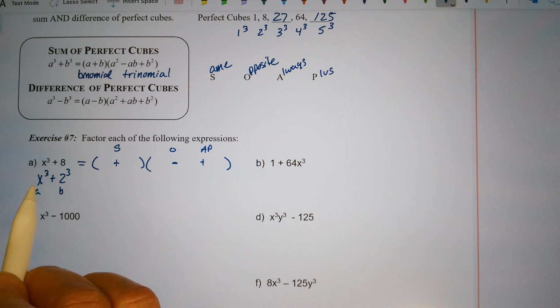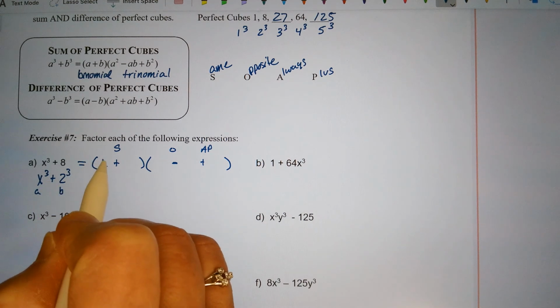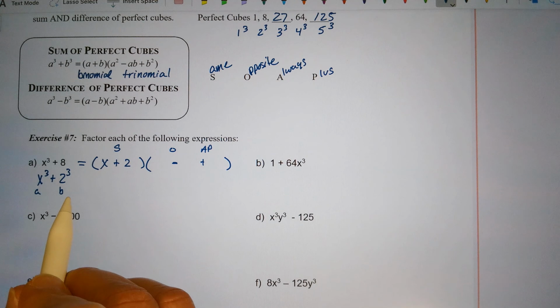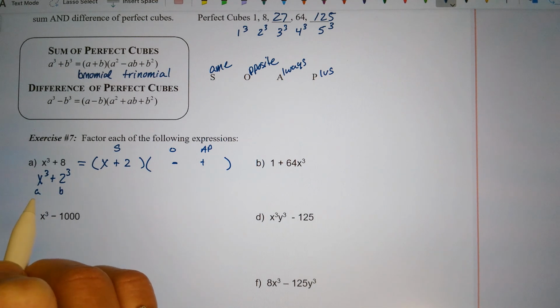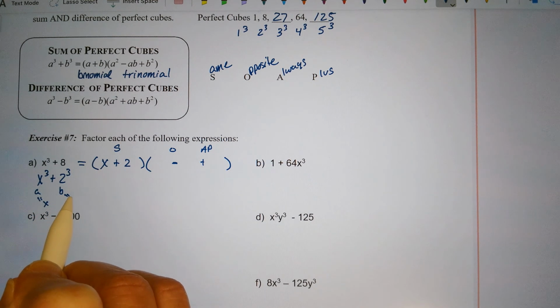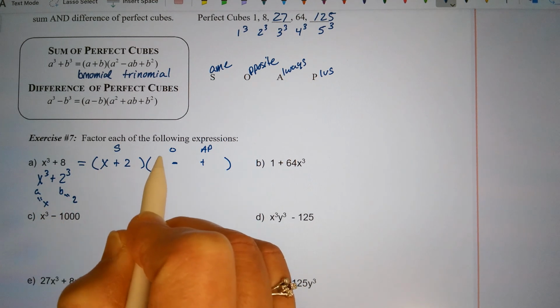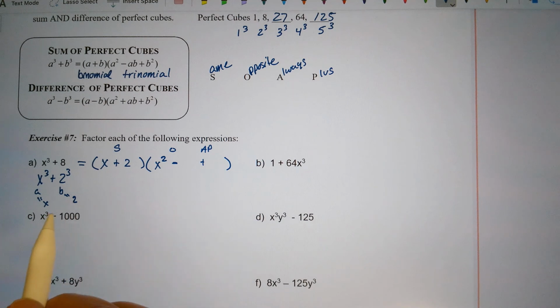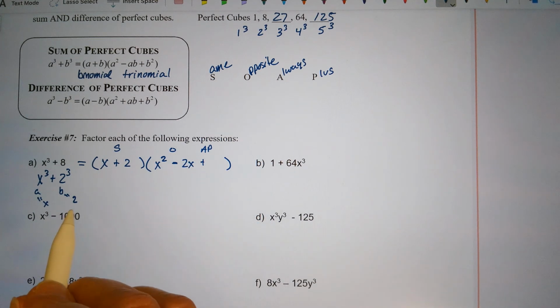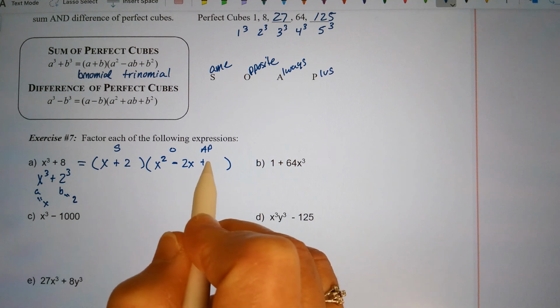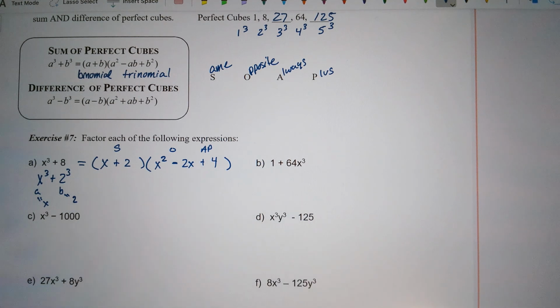Now the binomial is simply your x plus 2. And the trinomial is going to be, a is x, and b is 2. So we want x squared minus their product, a times b, so x times 2, which is 2x, plus b squared. 2 squared is 4. Done.